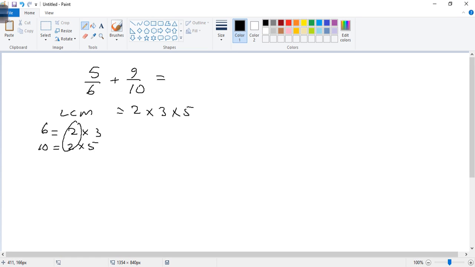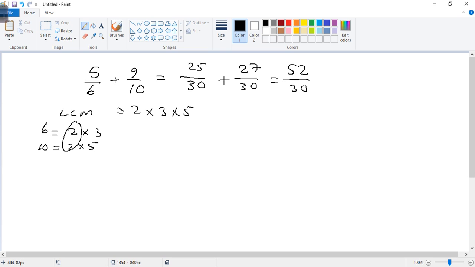If you don't understand, go back to section 1. 2 times 3 is 6, 6 times 5 is 30, so we have 30 as the denominator. 30 divided by 6 is 5, 5 times 5 is 25. And 30 divided by 10 is 3, 3 times 9 is 27. 25 and 27 give us 52 over 30. And actually this is an improper fraction. Now we have another one.